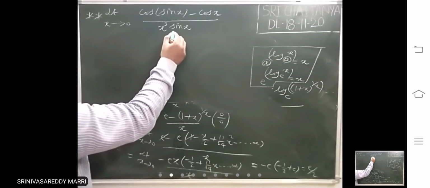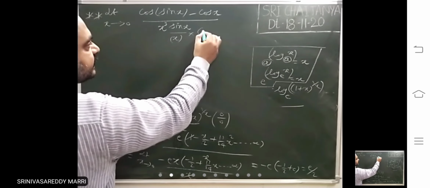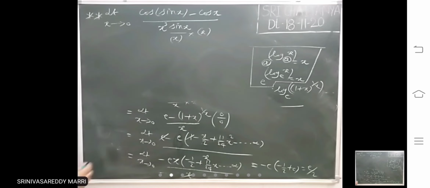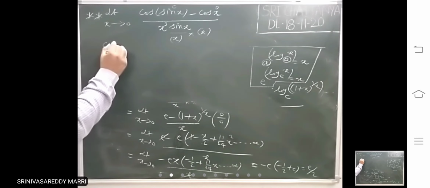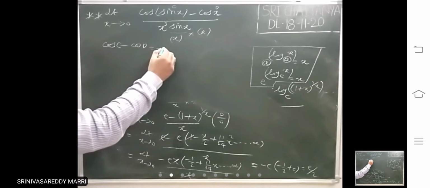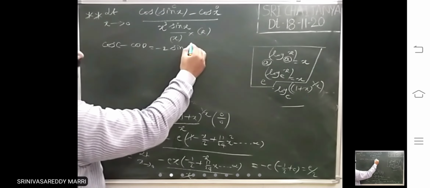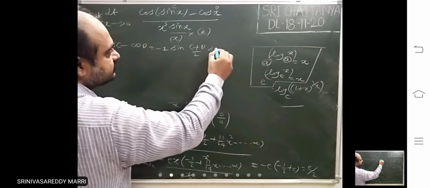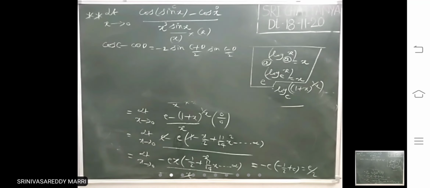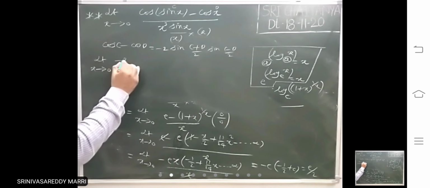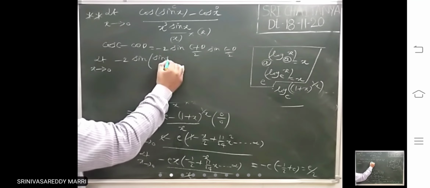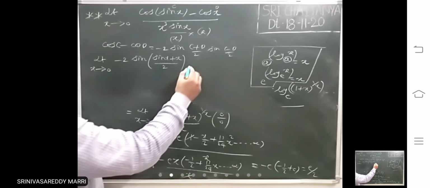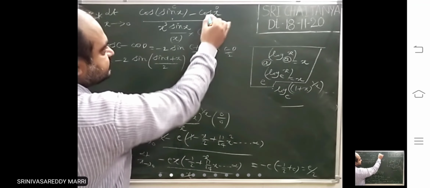Look at, always for the denominator x power n, I am multiplying and dividing with x. First eliminate that sin x. So divided by x power 4 is there. Now for this I am writing the formula cos c minus cos d, the transformation formula. What is that? Let us revise. Cos c minus cos d is nothing but in the transformation formula, minus 2 sin (c plus d) by 2 sin (c minus d) by 2. First we will write that in the numerator. Minus 2 sin (c plus d) by 2, that means sin x plus x by 2, and (c minus d) by 2. C is this, d is this.